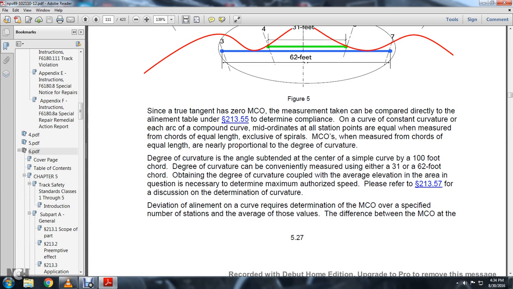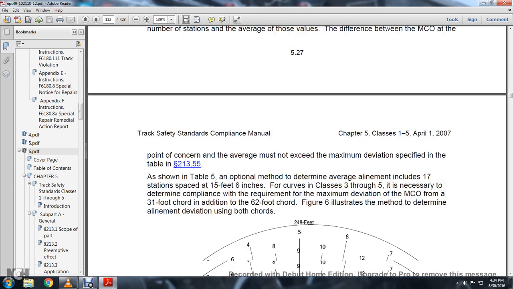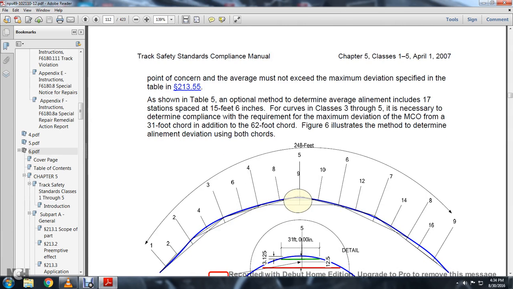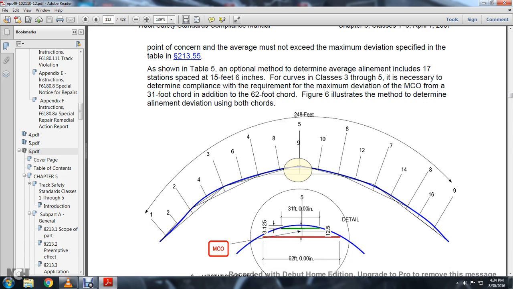Determining alignment deviation with curvature requires the determination of the mid-chord offset over a specified number of stations and the average of those values, and the difference between the mid-chord offset at the point of curvature. At the point of curvature, the average must not exceed the maximum deviation specified in Table 213.55. As shown in Table 5, the optional method of determining average alignment includes 17 stations spaced 15 feet 6 inches apart. For curves of Classes 3 through 5, compliance requires the maximum deviation of mid-chord offset from the 31-foot chord, in addition to the 62-foot chord. Figure 6 illustrates the method of determining alignment deviation using both chords.